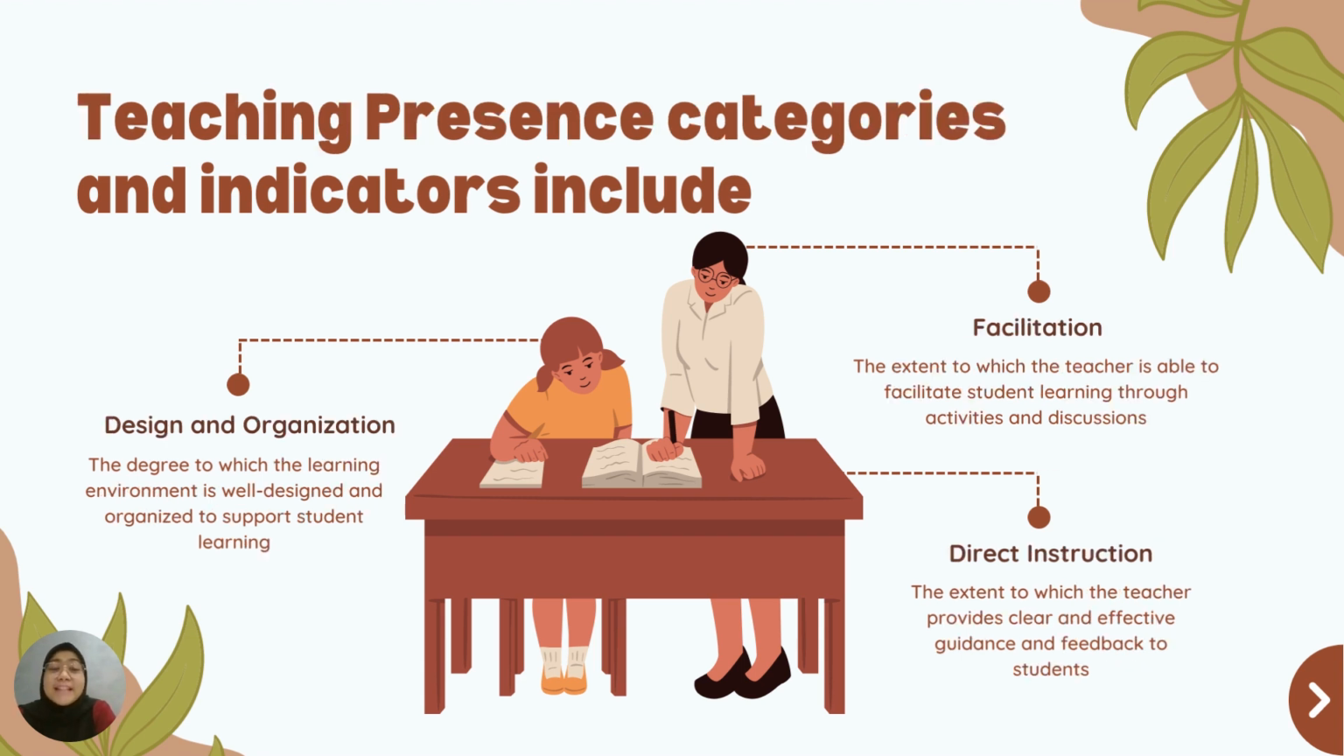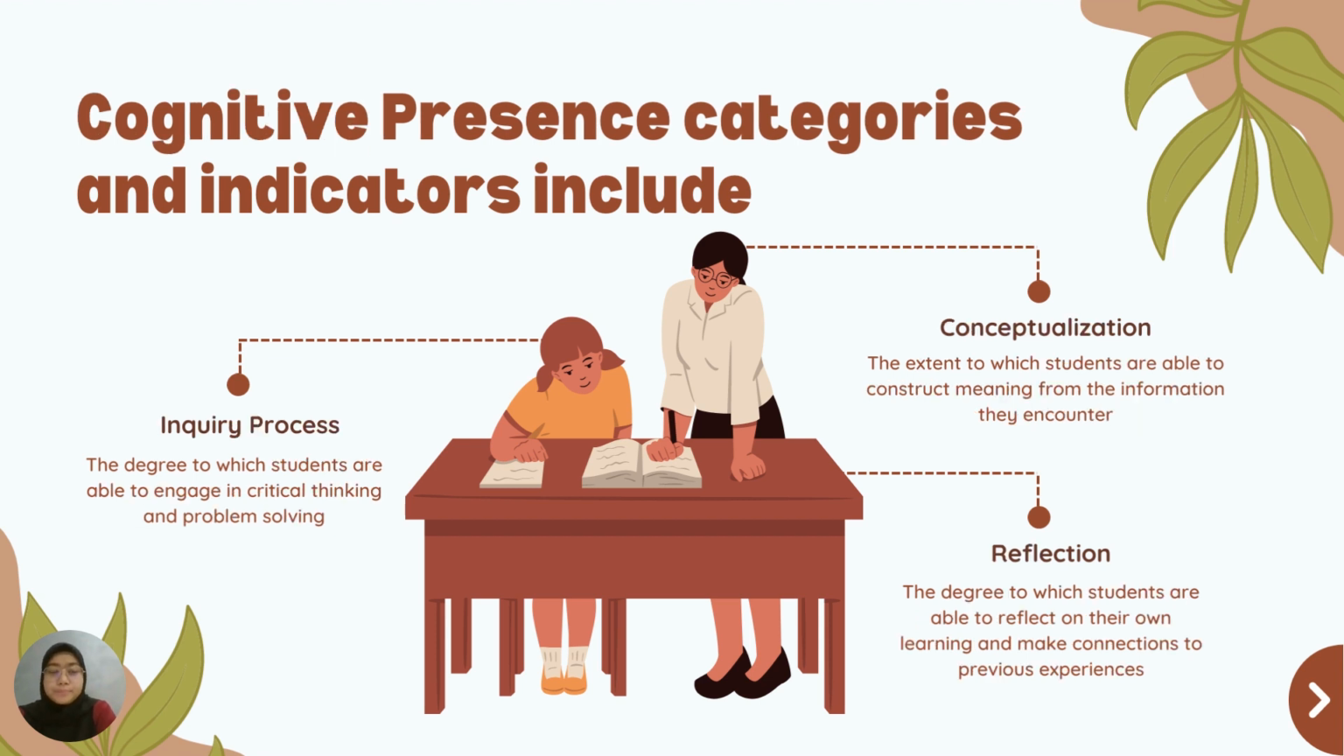For teaching presence, the categories and indicators include design and organization, the extent to which the learning environment is well designed and organized to support student learning; facilitation, the extent to which the teacher is able to facilitate student learning through activity and discussion; and direct instruction, the extent to which the teacher provides clear and effective guidance and feedback to students.